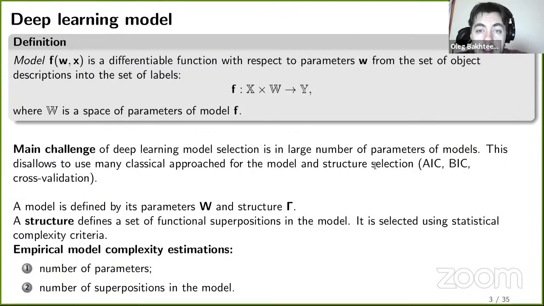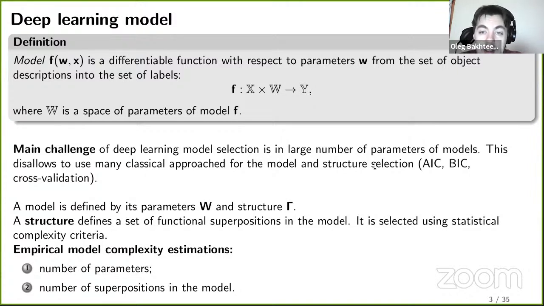A model is a differentiable function from an object feature space to the space of labels. The model consists of a set of superpositions. This set and the relationship between them is determined by the structure of the model. We can notice that in terms of this definition, a deep learning model is a well-studied object, and there is a number of approaches that were already proposed to select such models.